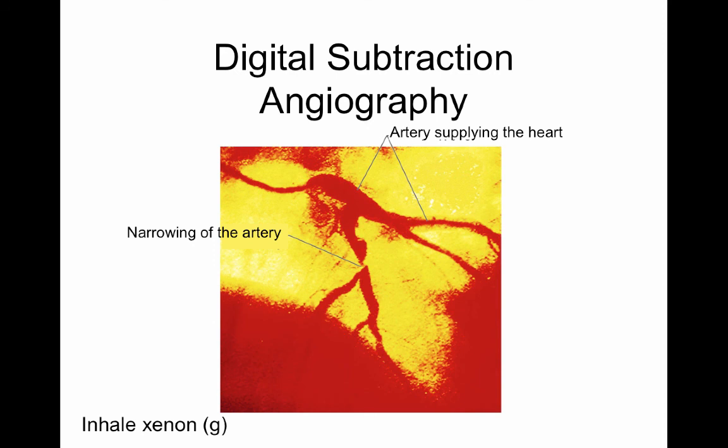So again, by knowing about the blood vessels, by knowing about the property of the chemistry, and we know xenon can be radio-labeled, it travels in the blood, we got a great image of the blood vessels.